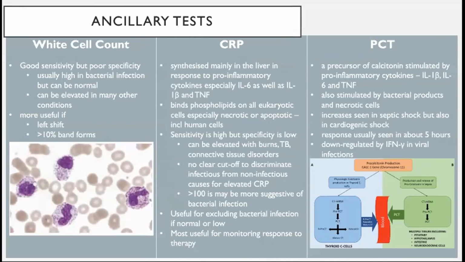It's downregulated by interferon gamma in viral infections. So it's usually low in viral infections. And again, our COVID experience has taught us that the PCT did not, in that condition, usually go up with COVID.